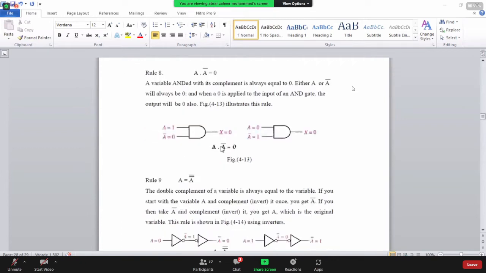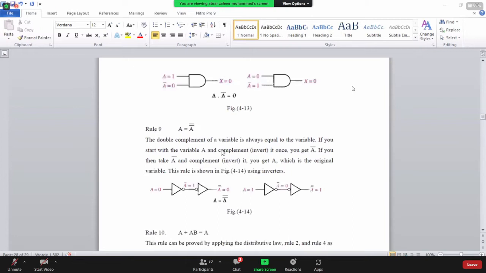Then we have rule number 9 that states that A is equal to A double bar, meaning a double complement of the variable is always equal to the variable. Meaning if you start with the variable A and complement it once, you get A bar, and if you then take A bar and complement it, you get A, which is the original variable. Meaning A is equal to A double bar.